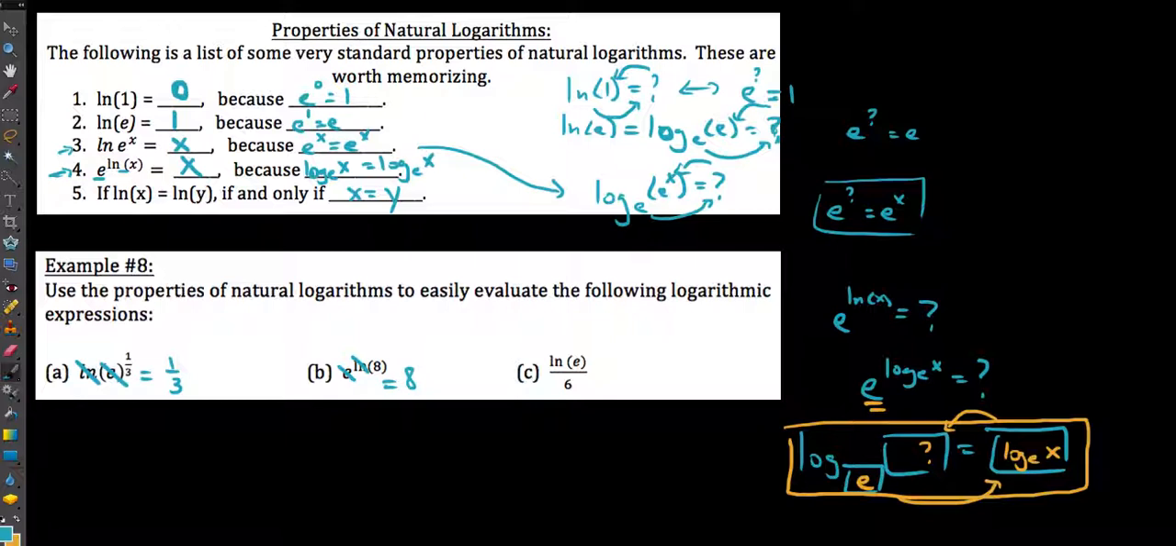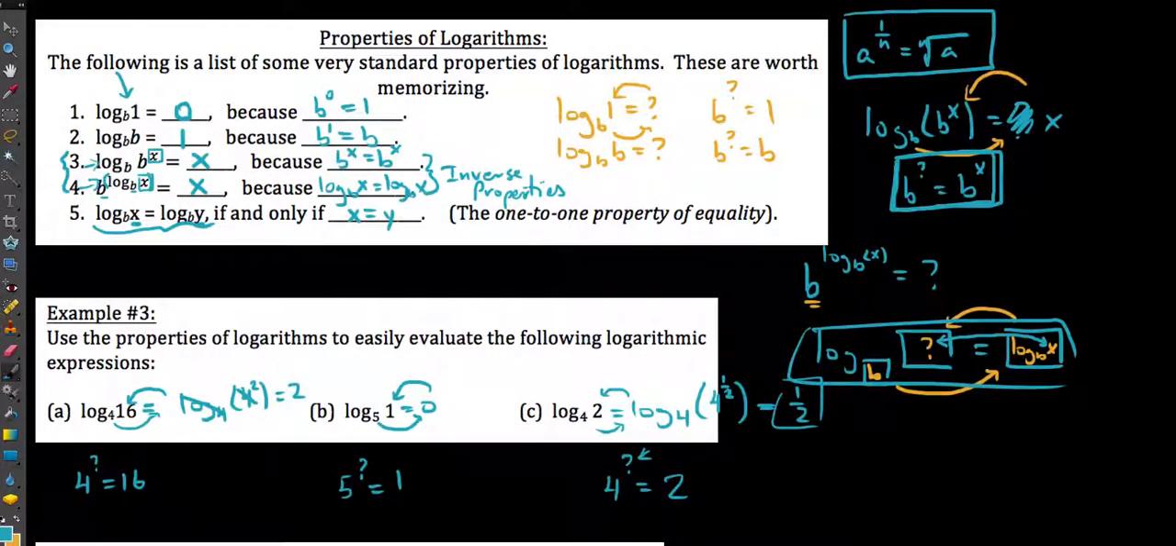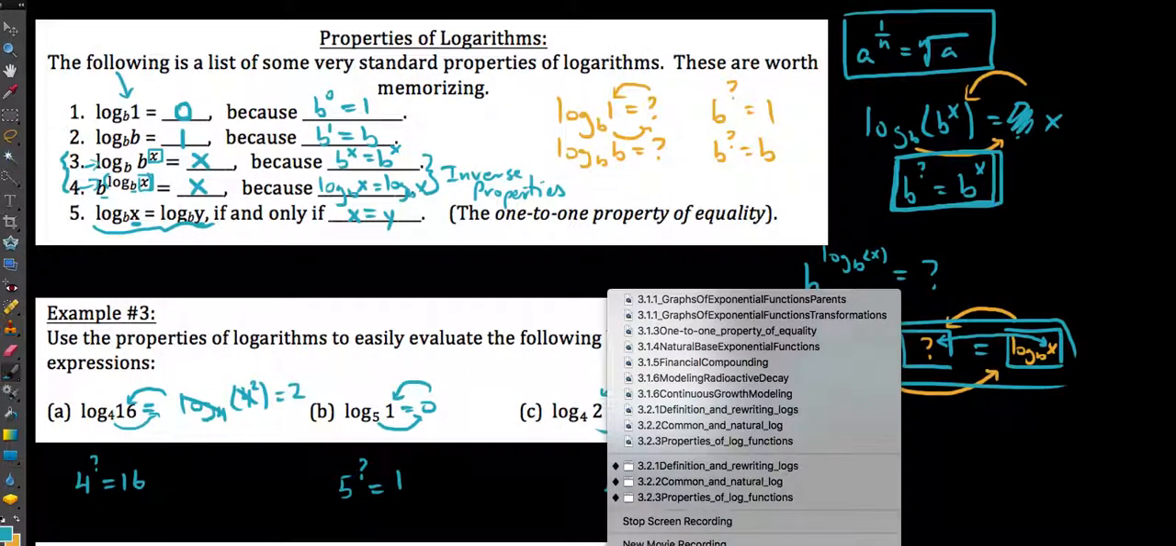Now for this last one, we say ln of e. Well, what is true about the ln of e? Property number 2 says the ln of e would be equal to 1. And so what we really end up with is 1 over 6. In this case, we just end up with 1/6. Okay. So with respect to properties of natural logarithms, they are really similar to the properties of logarithms in general.